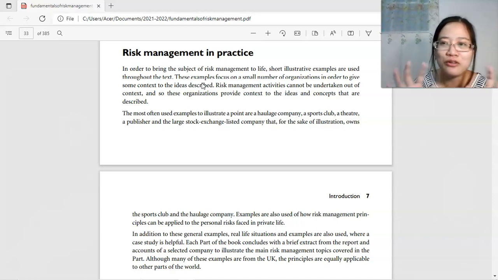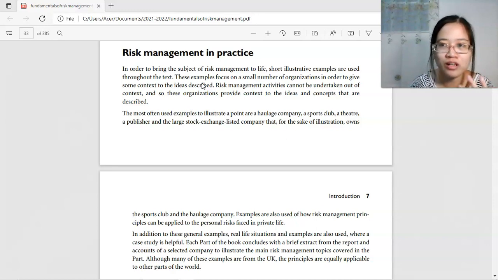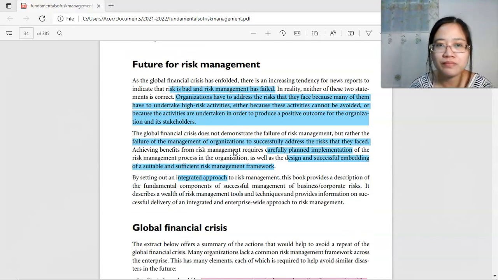Kumbaga, depending on kung magkapareho ba ang situation ng dalawang company, saka lang sila magkakapareho. But for the most part, as long as merong slight deviation or slight difference ang company 1 and company 2, then definitely magkaiba rin talaga ang magiging risk management plan nila. Okay? So, ayan. Future for risk management.